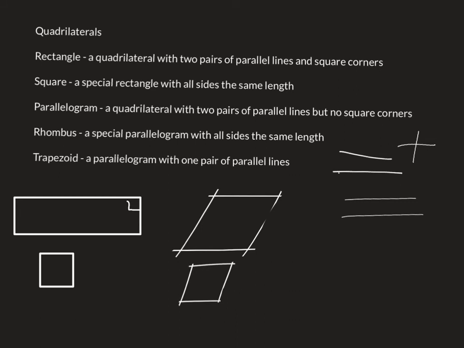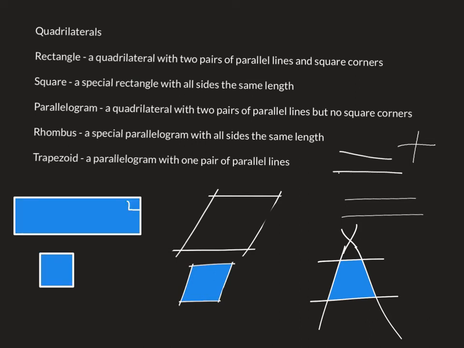And the last shape is the trapezoid. Now, a trapezoid is a quadrilateral that looks weird. It has two parallel lines and then two lines that are not parallel. So they'll intersect at some point, like here. And this shape in the middle is the trapezoid. There's the rhombus, square, rectangle, and let me draw that. There is the parallelogram. Okay.